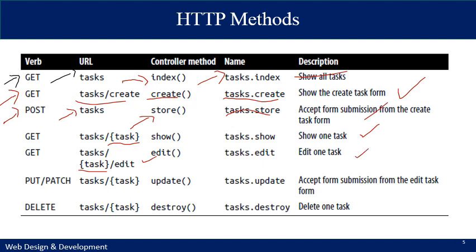Put and patch are similar to the post method, and you can update the existing data, and you can append the data on the server. And delete is the opposite of insertion, and in this way you can delete a specific task by specifying the ID of your task, and you can use the destroy method, and the form HTTP method will be delete.